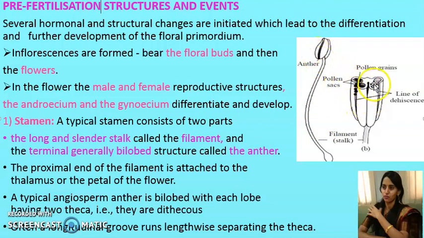In most angiosperms, the anthers are bilobed, that is, they consist of two lobes, hence it is known as dithecous. Di means two, theca means there are two lobes present in it. Each lobe consists of two pollen sacs. Hence this is known as what? Dithecous.